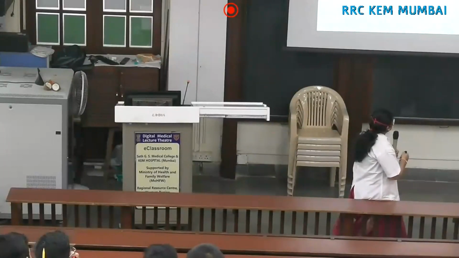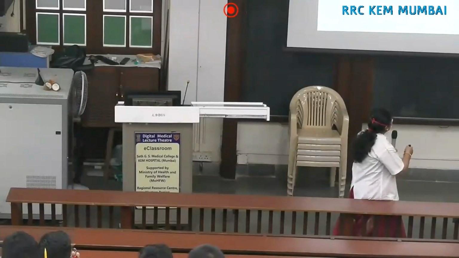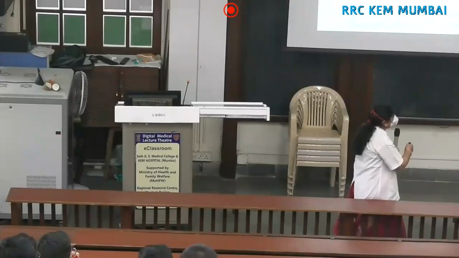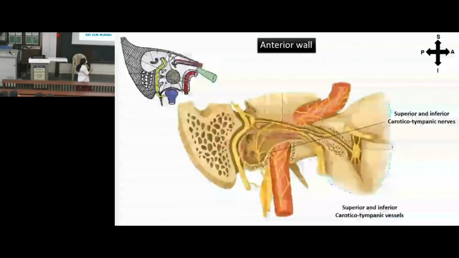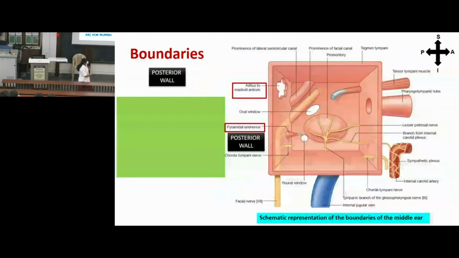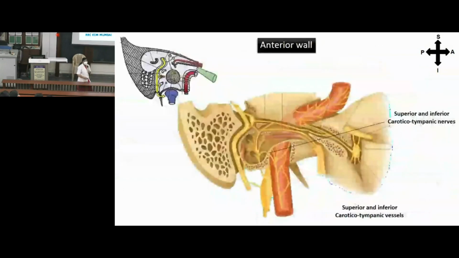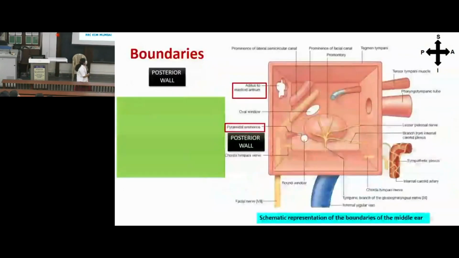So here you can see this is the internal carotid artery. This is the carotid canal opening. And here you can see posterior wall of the carotid canal, which is forming anterior boundary of the middle ear cavity. And the nerves are seen piercing this wall and entering tympanic plexus. So along with nerves, there will be vessels also, which are branches of internal carotid artery.